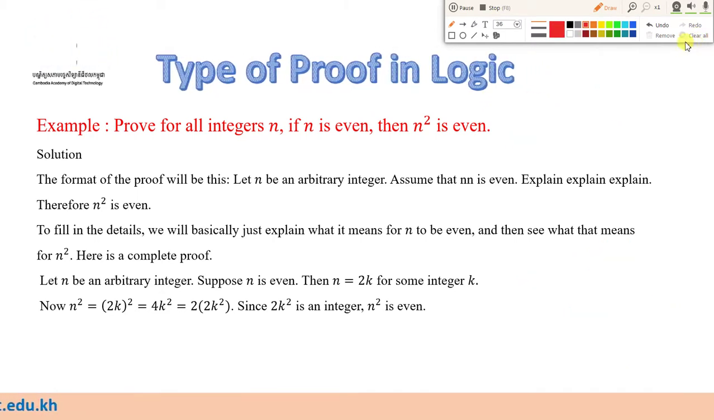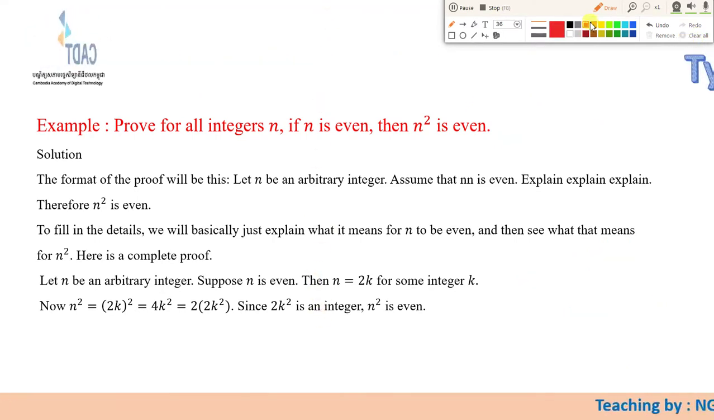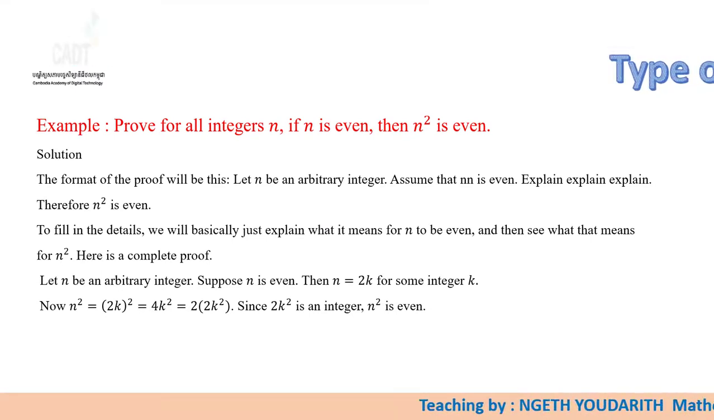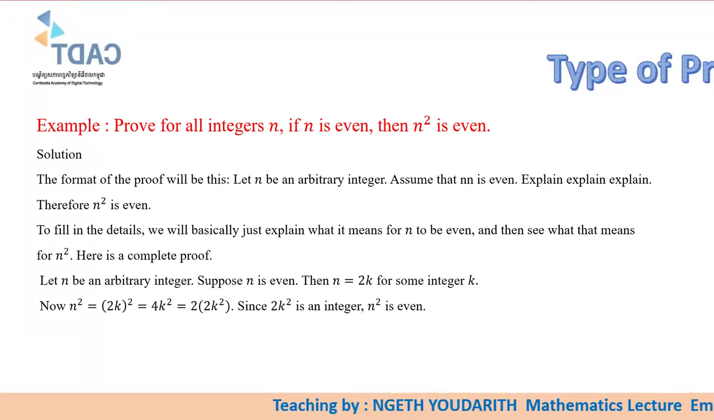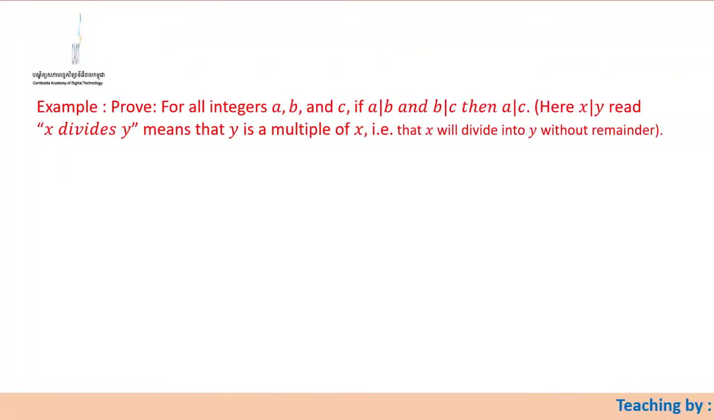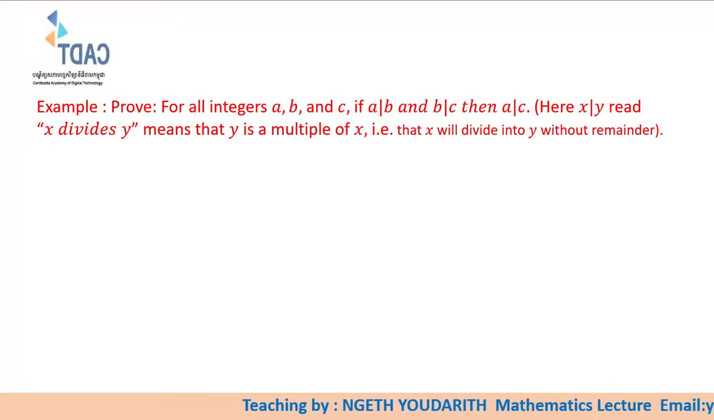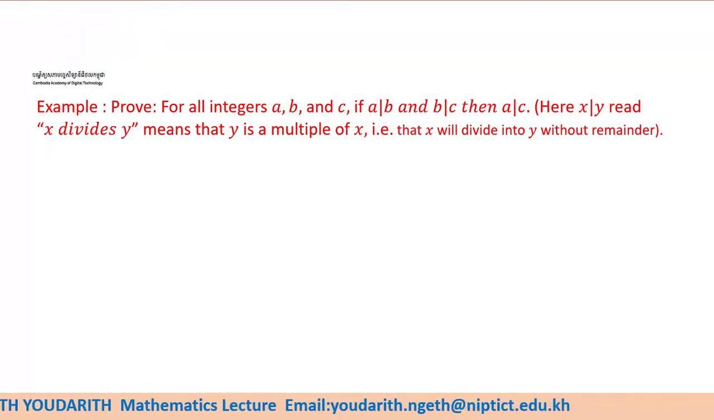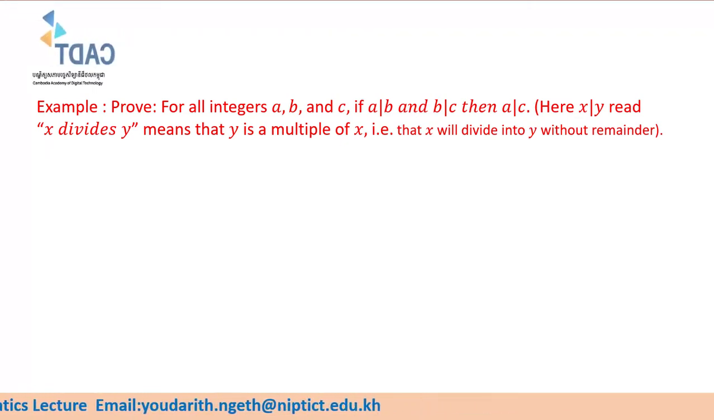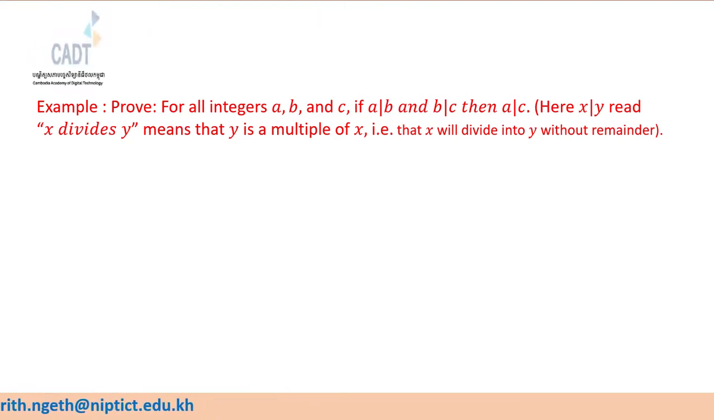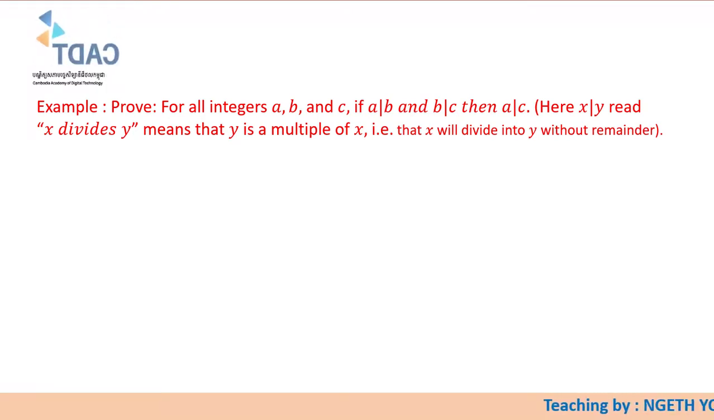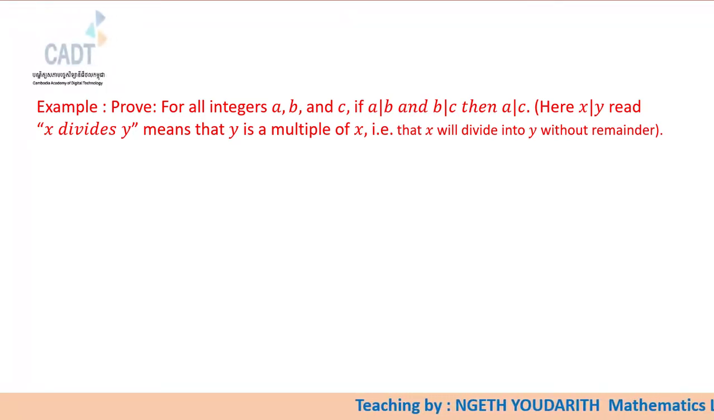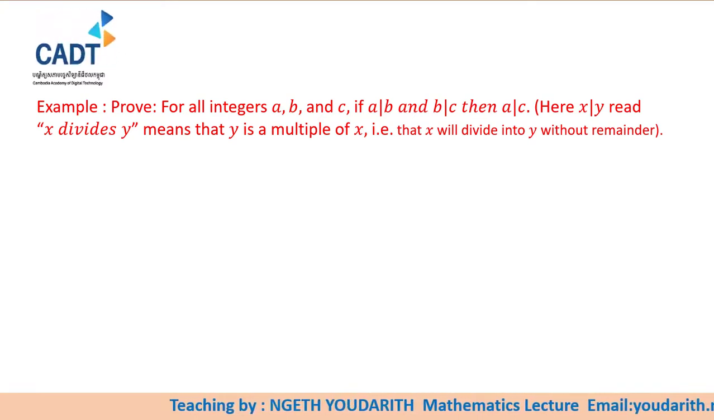And the next. Prove for all integers A and B and C, if A divides B and B divides C, then A divides C. Here, X divides Y means that Y is a multiple of X. It means that Y will be divided by X without remainder.